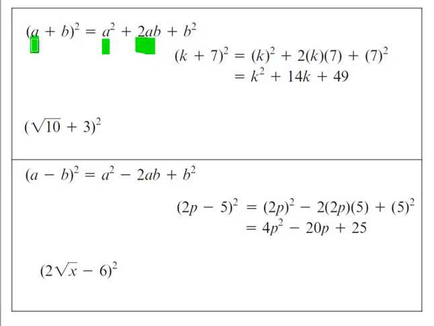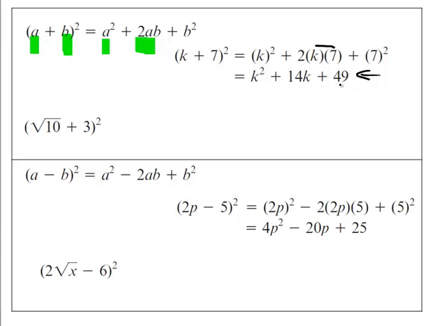So the first term is squared, the last term is squared, and then if you multiply those together by 2, you get the middle term. So for example, if you have (k + 7) squared, you'll have k squared plus k times 7 times 2, plus 7 squared. Combine like terms and you end up with k squared plus 14k plus 49.